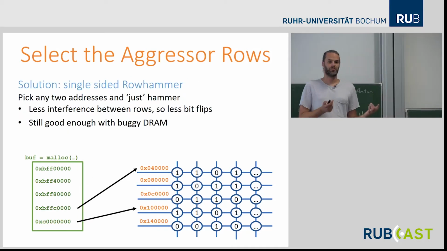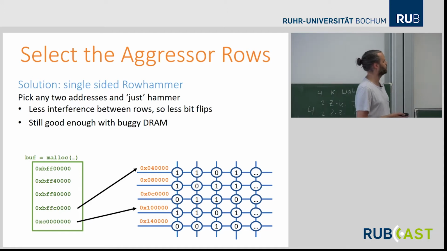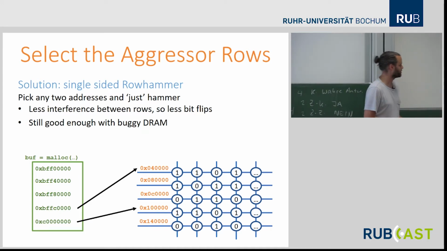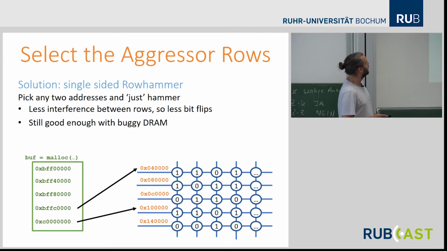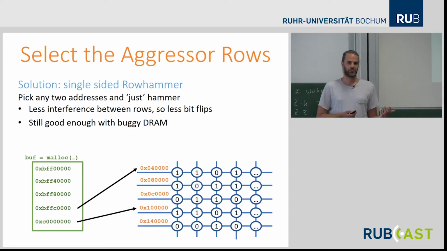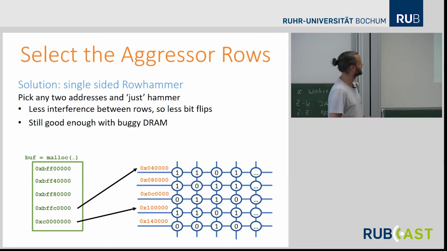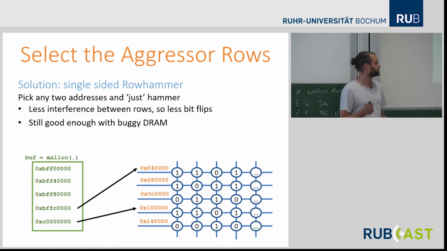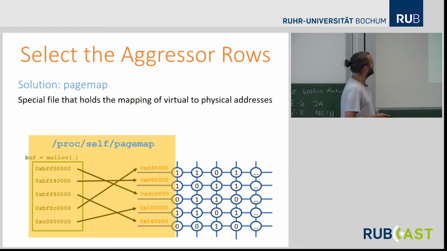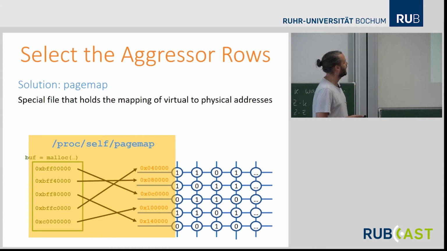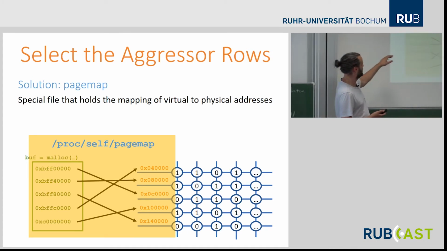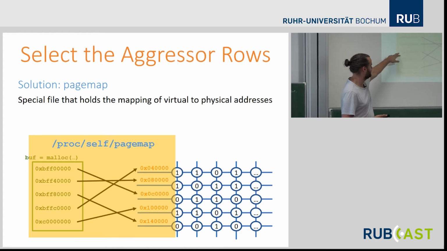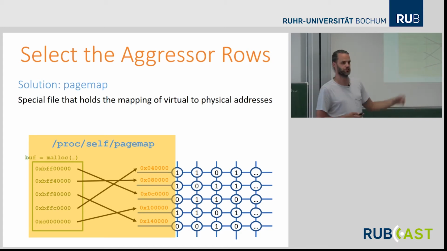Well, one solution is don't, and then you end up doing single-sided Rowhammer. You just read from two addresses, and you should be good. But there will be less interference, and there will be fewer bit flips. If your DRAM is bad enough, this will still work. Another solution that people have been using was the pagemap, which is a special file on Linux that holds this mapping. So you can basically open this file, and then you can look up this virtual address here, and then it will tell you the physical address.